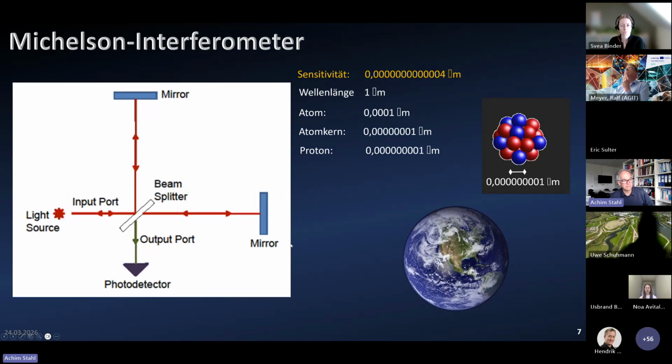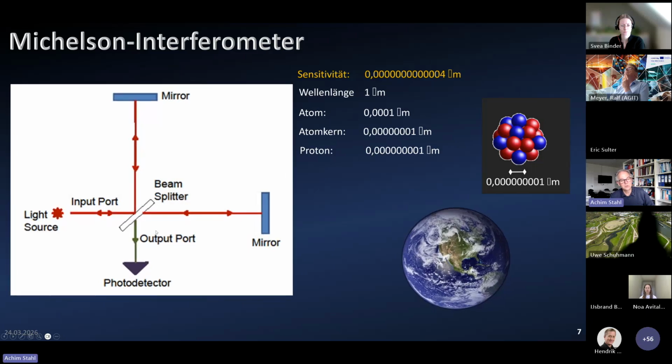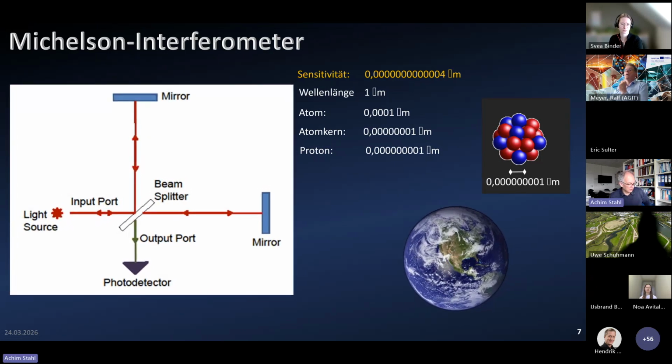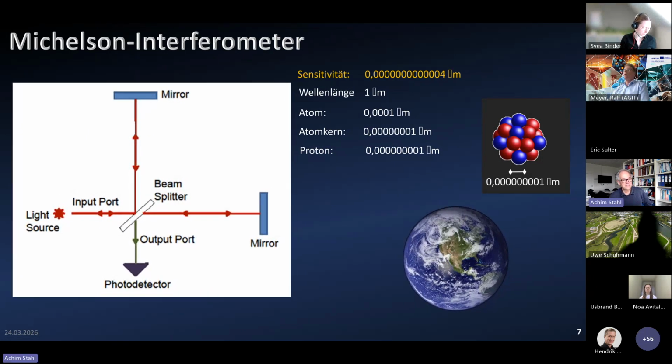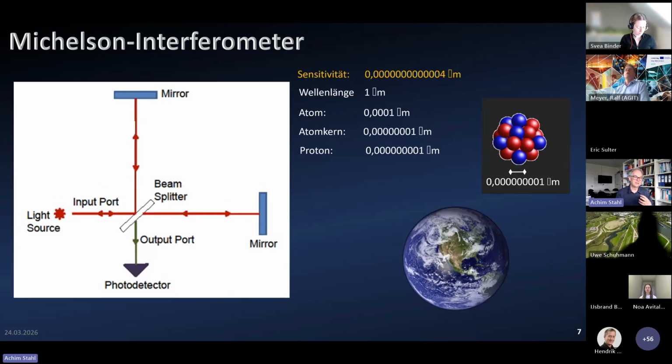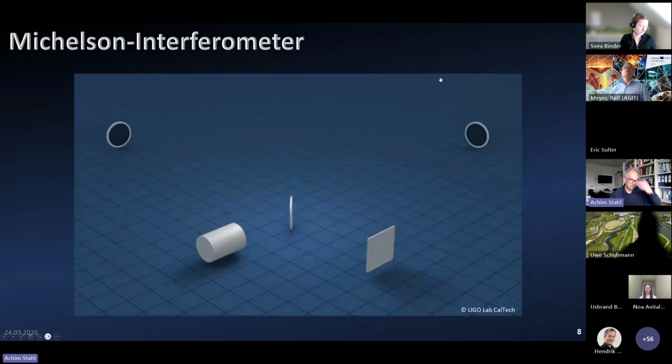That means if one of these mirrors moves by less than the diameter of a proton, then we can actually detect it. And this is the challenge for the technology. What this implies is that we have to develop technologies which are capable of measuring such a tiny change in distance. And this is what it's about.